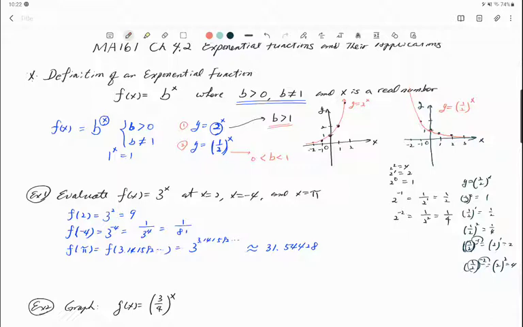If the base is greater than 1, then the graph is going up. If the base is between 0 and 1, then the graph is a decreasing function. It's very common. It's not hard. Just understand how the base works.